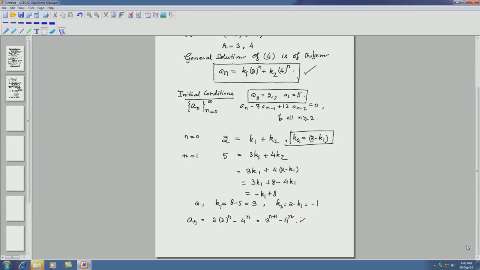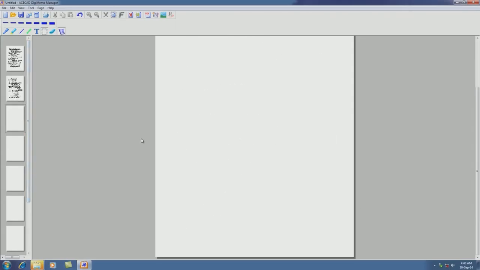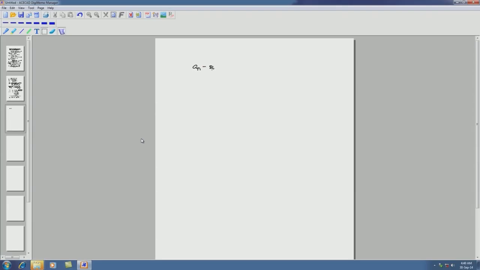Next, we question what happens in case we do not get two distinct real roots. Now, let us look at a recurrence relation of the form a n minus 2 times a n minus 1 plus 2 times a n minus 2 equal to 0. This is example 2.